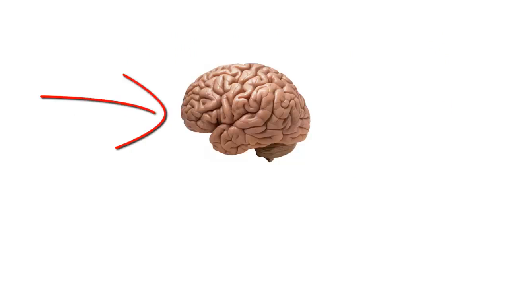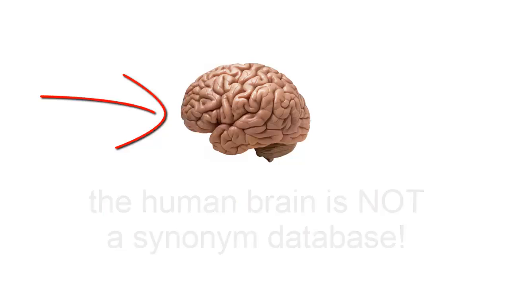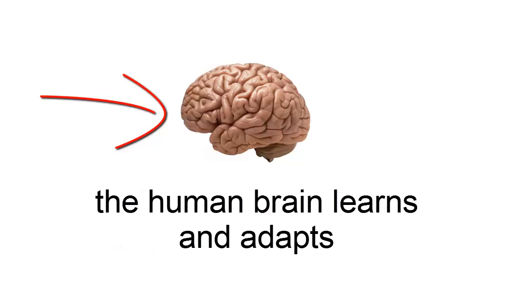You have one, and there's something very important about how the brain is set up. The brain is not a synonym database that stupidly replaces words with synonyms. The human brain is composed of these crazy things called neurons, which network together to allow humans to learn and adapt. This helps us learn to do things like avoid predators and find food, but it also helps us learn to do things like write high-quality content.